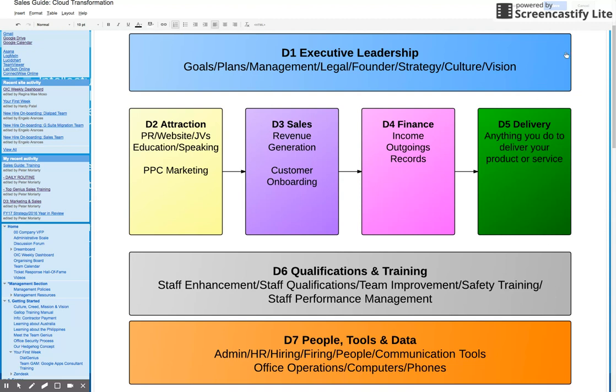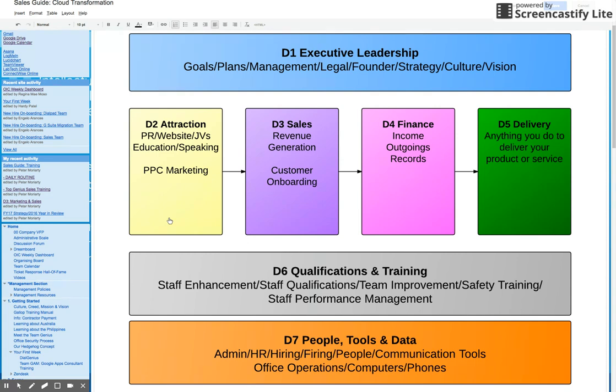Now, finally, we come to what I call the business model. These are the four areas in the middle here. Now, this can be pretty much different and swapped out for any kind of business that you're working with. There's going to be lots of different variations of this, but you'll find with any businesses you're working with, they're going to have leadership up the top, they're going to have people, tools, and data, and then maybe or maybe not qualifications and training. But this business model in the middle is where the real engine room of the business is. So it's in four stages.